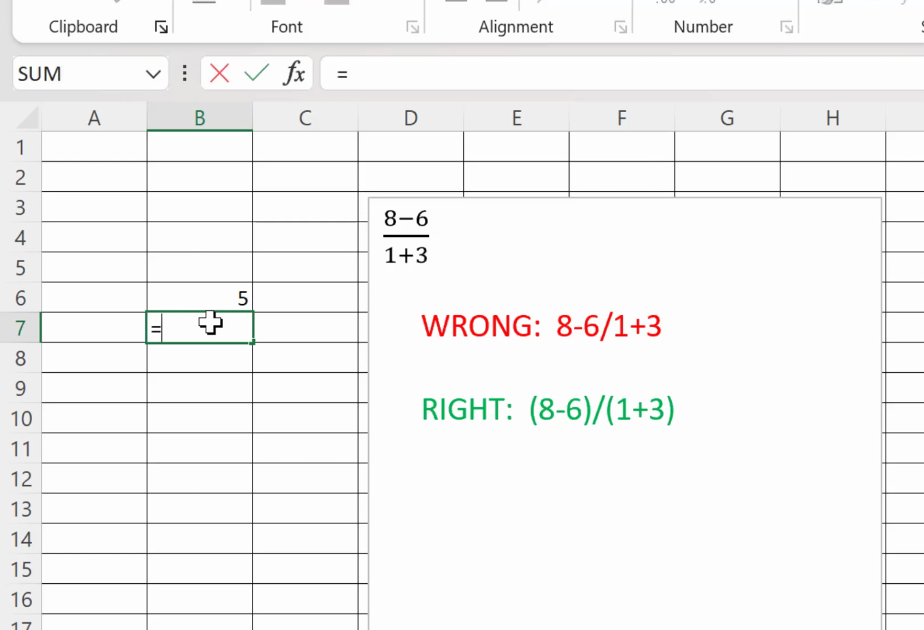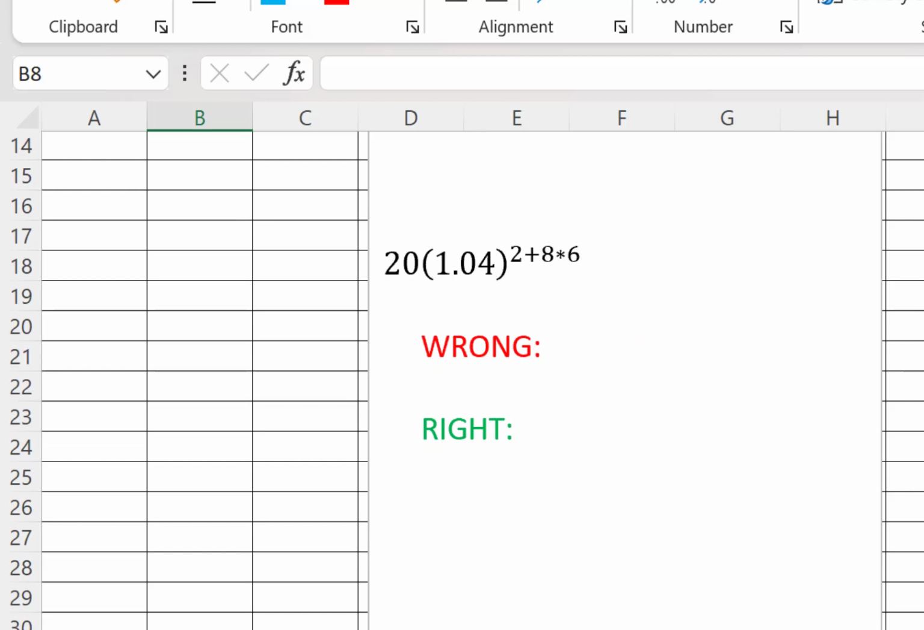So let's try that. Equals, I add parentheses, 8 minus 6, and the parentheses, there's the numerator, divided by parentheses 1 plus 3. And so both the top and the bottom are in parentheses, and it gives me an answer of 0.5. So it's not just numerators and denominators you need to be careful of. You also may need to add parentheses around an exponent. So if your exponent is something more than just a number, you need to put parentheses around the exponent.